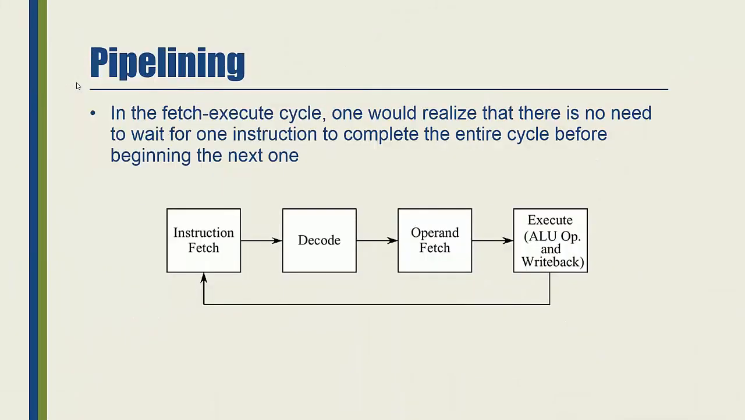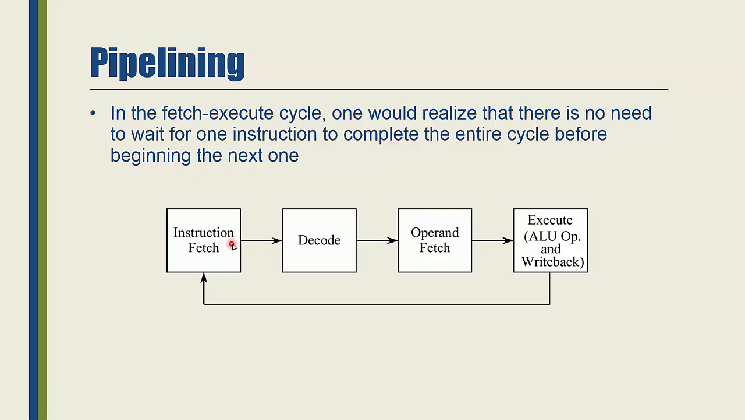For this section of high performance computing, we will only cover the surface level of a few of the related topics. The first one is pipelining. If you really understand the fetch execute cycle, you will realize that there is no need to wait for one instruction to complete the entire cycle before we begin with the next one.